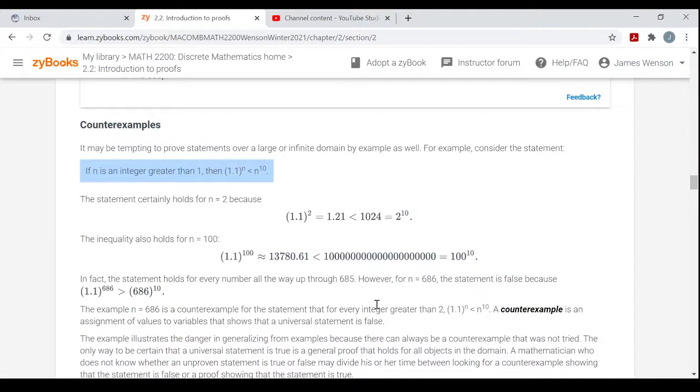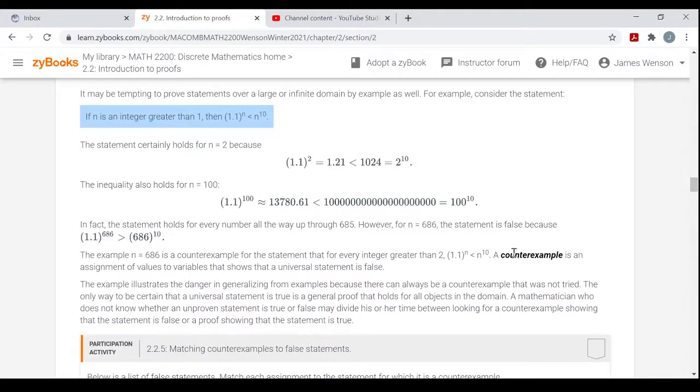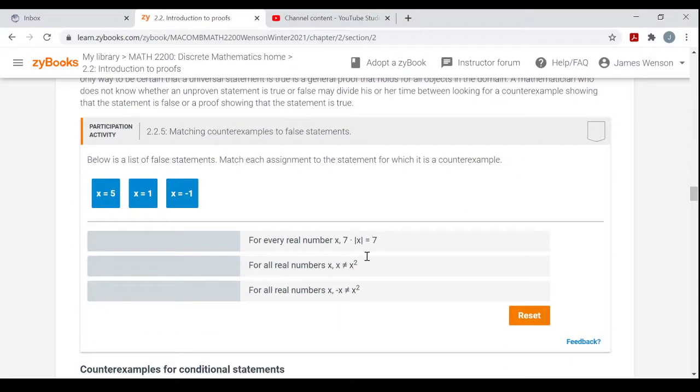We've talked about counterexamples before. When you have a universal statement, a counterexample is just an example that shows that it's false. It's an example that shows that a universal statement is false, and they define that down here. So just go down here to some of these universal statements involving the real numbers. And they say just provide a counterexample. So look at this first statement: for every real number x, 7 times the absolute value of x is 7.